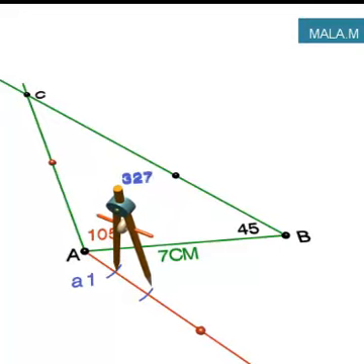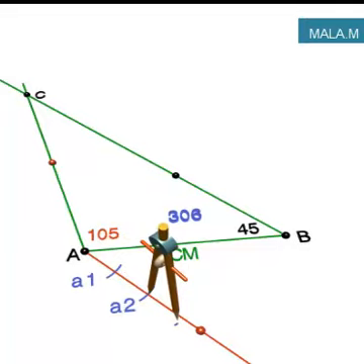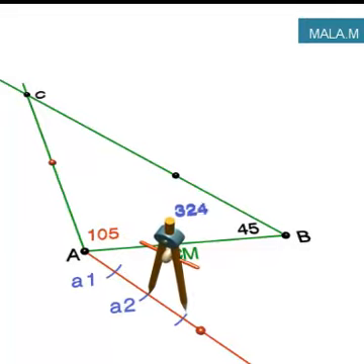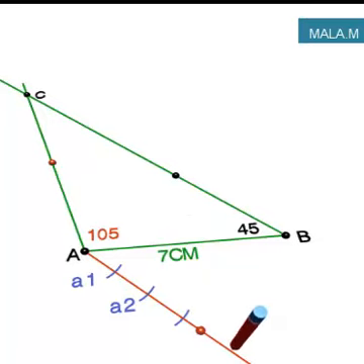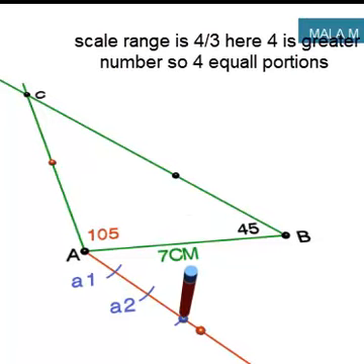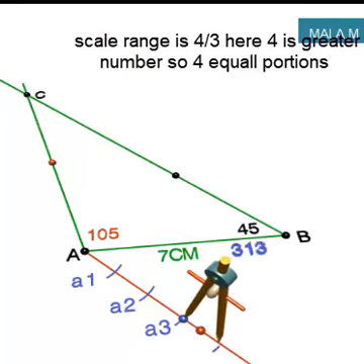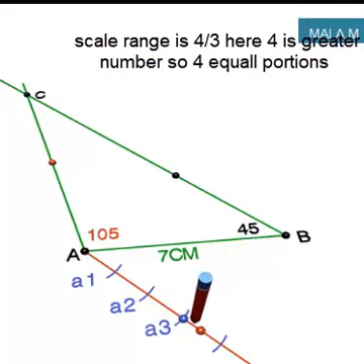Children, keep it in mind, with the same radius. Radius should not be altered here. So, like this, equidistant arcs should be constructed on this ray. How many arcs should be constructed? 4 arcs, because our scale factor in the problem is 4 upon 3. Here 4 is the greater number, so you have to make 4 equal portions on the ray.